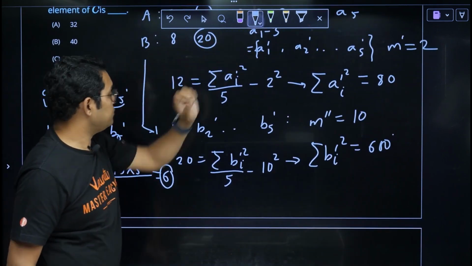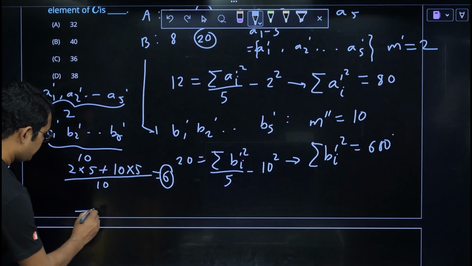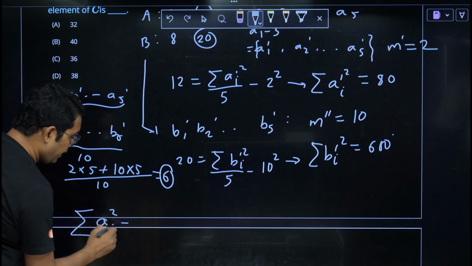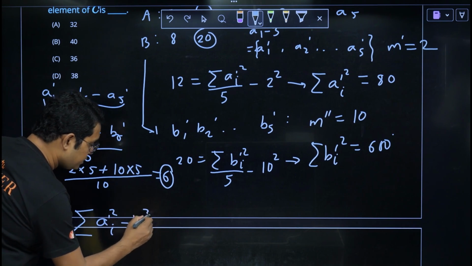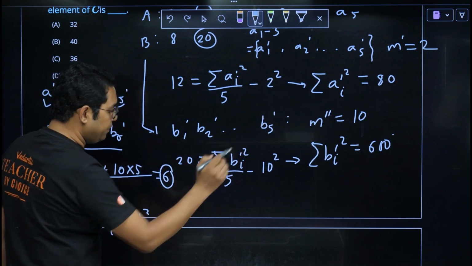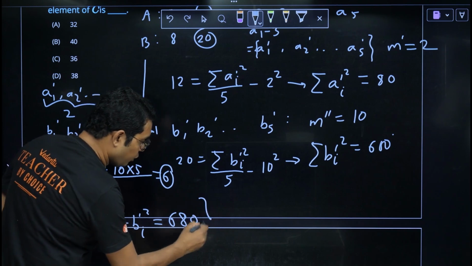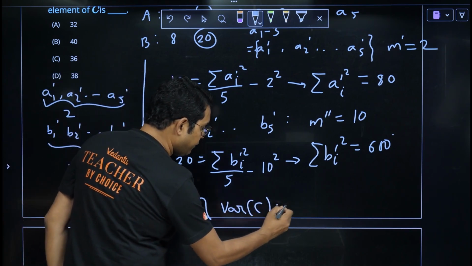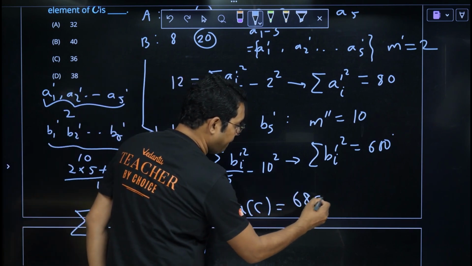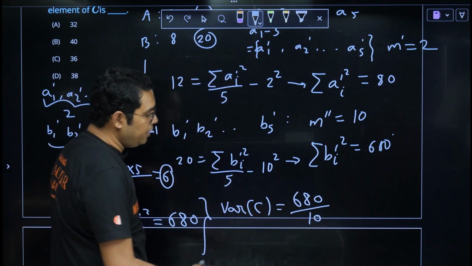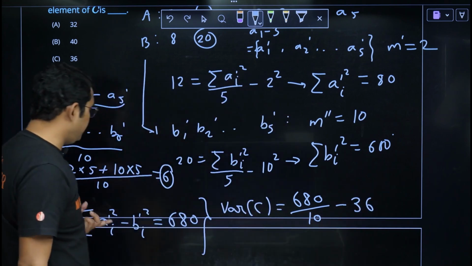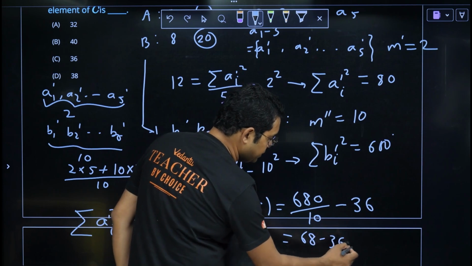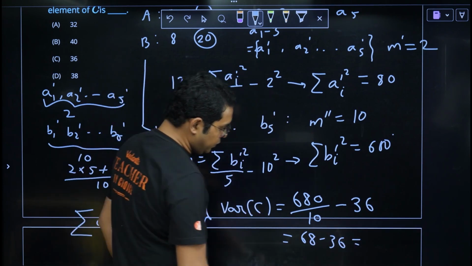Okay. And also we can find the summation of squares of all the data, that is AI dash square plus BI dash square, which is equal to, I think, 80 plus 600, that is 680. So from this we can find the new variance, the variance of C, that will be equal to this 680 upon 10, sum of squares by 10, minus the square of the mean, that was 6 here. So that will be 68 minus 36. 68 minus 36 is how much? I think it is 32.